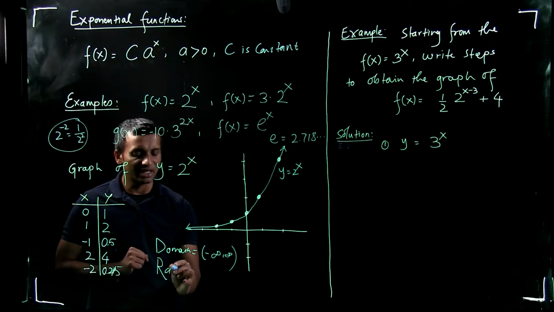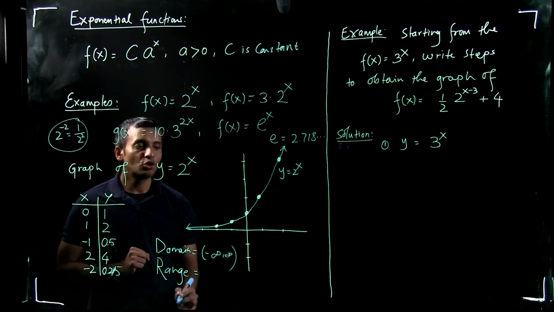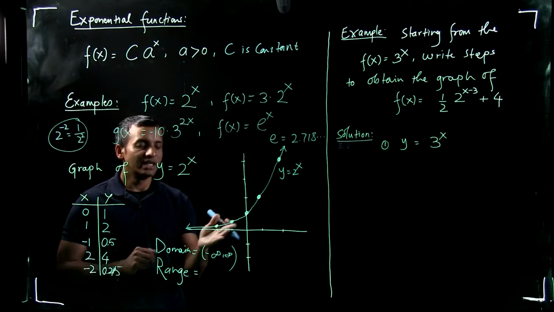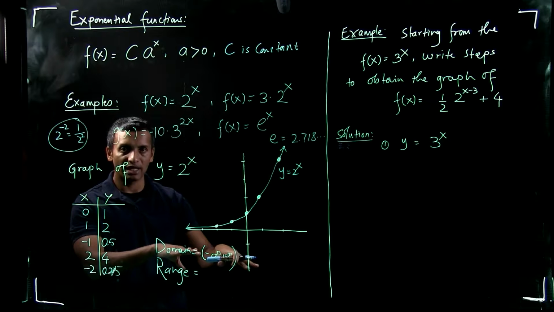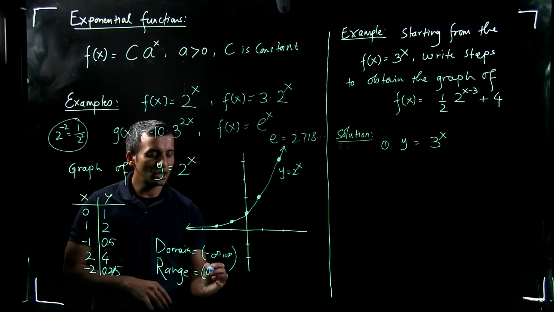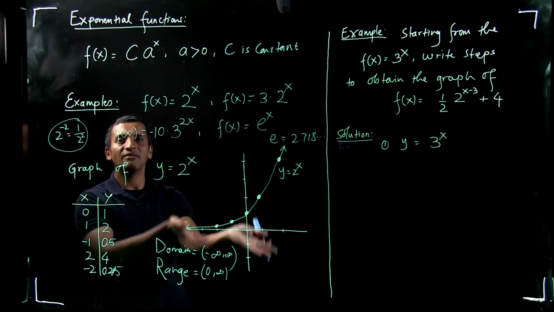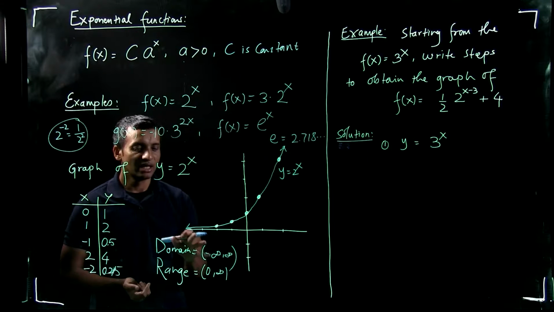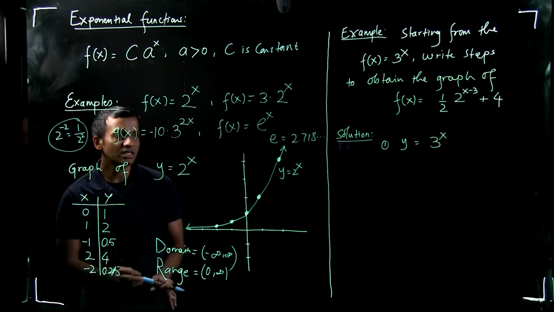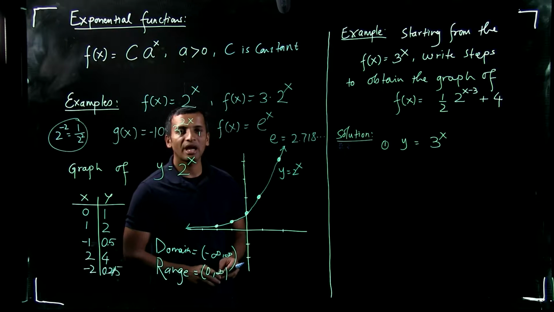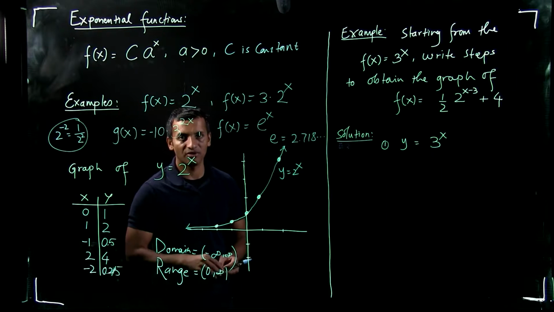And what is the range of this? So range is what are the values of y. So it never crosses the x-axis, right? So it will never go below the x-axis. So it will be 0 to infinity. It is because the graph is always above the x-axis and it never touches the x-axis. That's why we have a parenthesis there. Okay, so this is how we find the domain and range of the exponential function.